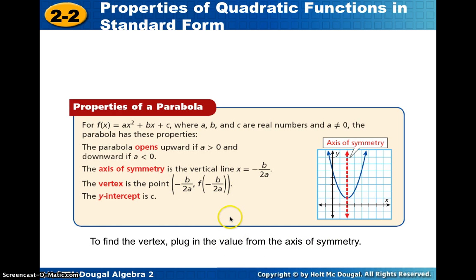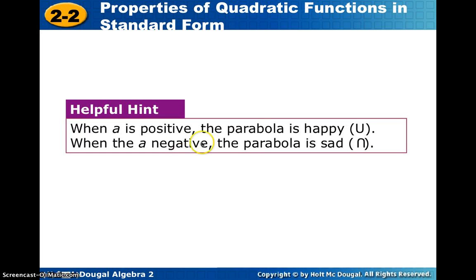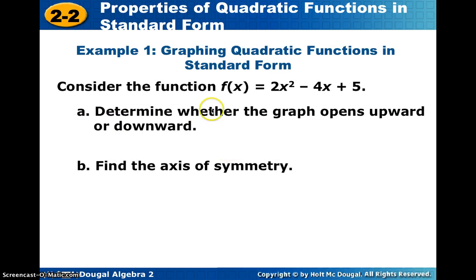Okay, so let's look at an example of a quadratic and see if we can pull all these properties from the equation. Okay, so when a is positive, the parabola is happy. When a is negative, the parabola is sad. Okay, here's an example. Okay, so we have this function.